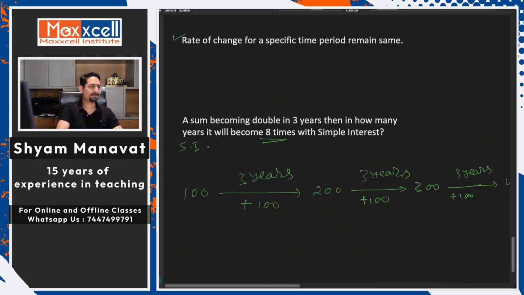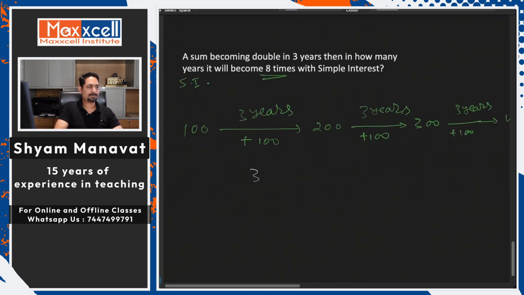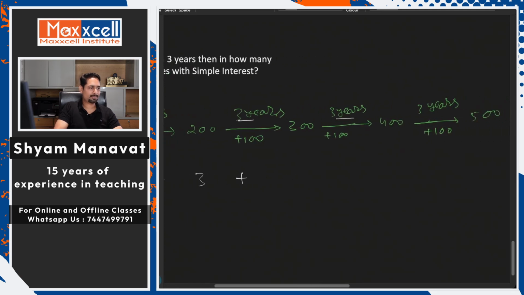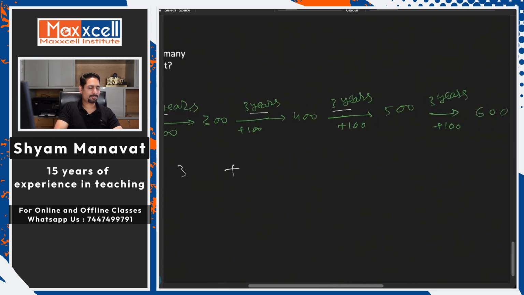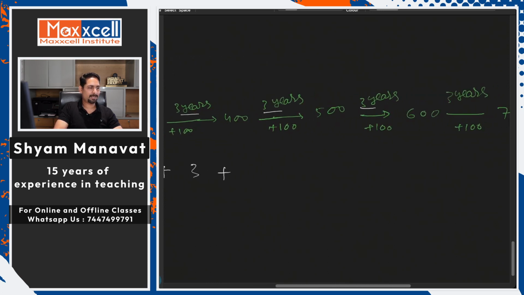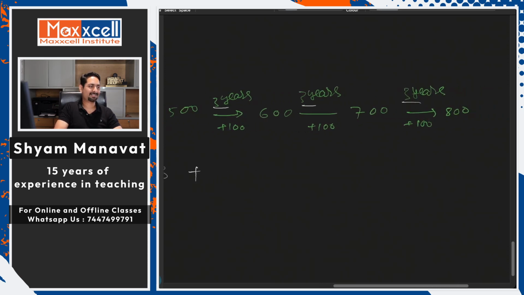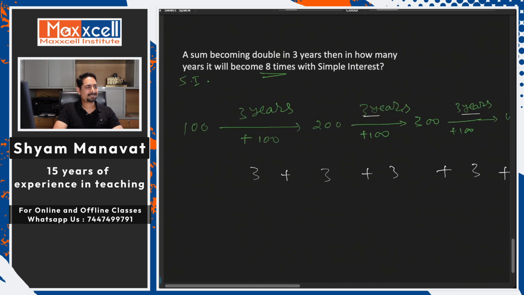How many 3 years do we have here? 1, 2, 3, 4, 5, 6, and 7. Okay. So in simple interest, it's going to take 21 years to happen the same. That's the power of compound interest. If you see, a lot of investors talk about the power of compound interest. See how fast it grows.